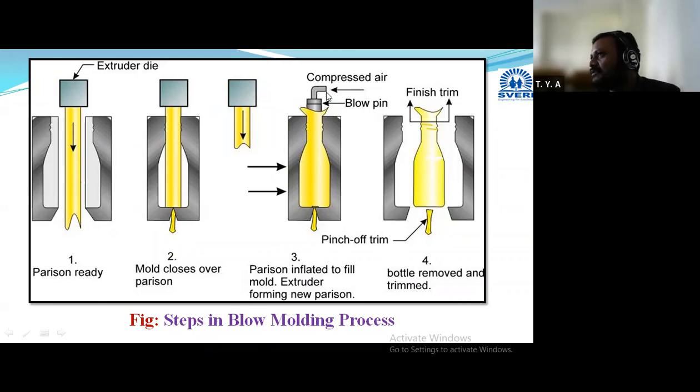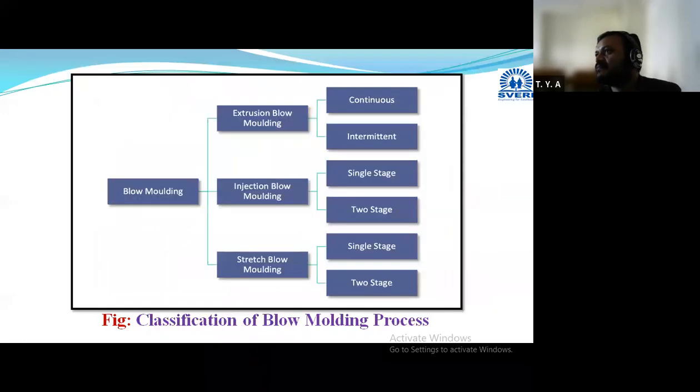Due to this air, the material will be pressed against the walls of the mold cavity, and after sufficient cooling, it is removed. Some defects may be there, and those defects can be eliminated by finishing operations. There are different types of blow molding process, like extrusion blow molding, injection blow molding, and stretch blow molding. And they have some subtypes also.